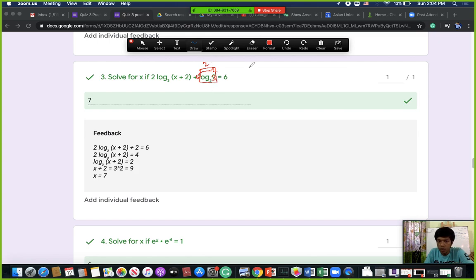Then this 2, if we send it to this side, then it will become 6 minus this 2. So this side only we have what? 6 minus this 2 means 6 minus 2 means 4.